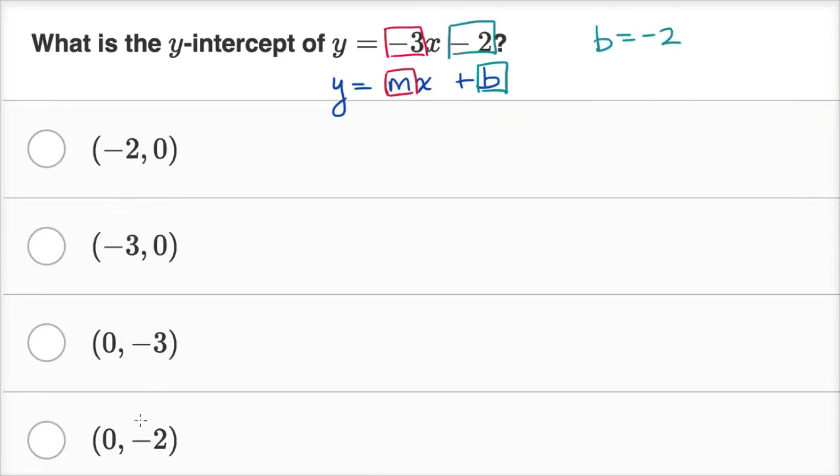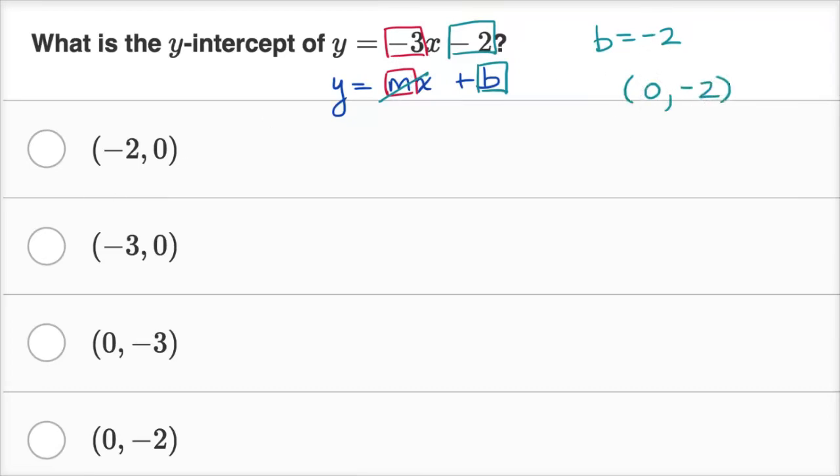But when I look at these choices, I don't see a b is equal to negative 2, so what are they talking about? Well, a y-intercept is, what is the y value when x is equal to 0? And you could see that here. If x was equal to 0, then that term goes away, and y is equal to b. So if you want to know the point where the graph described by this equation intercepts the y-axis, it's going to be, what is y when x is equal to 0?